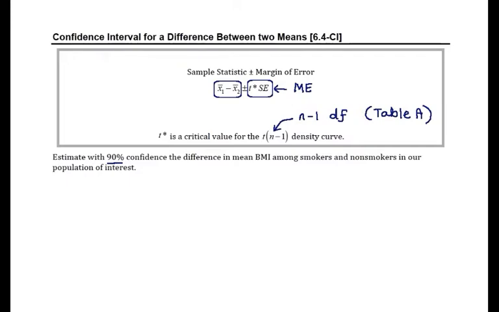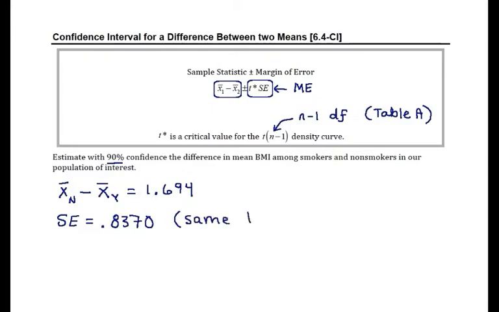So first, let's recall a few details we already established. First, our x bar for non-smokers minus x bar for smokers was 1.694. Also, our standard error of this difference of means, which we got from the applet, is 0.8370. For a difference between two means, we use the same standard error formula as we used for a hypothesis test.